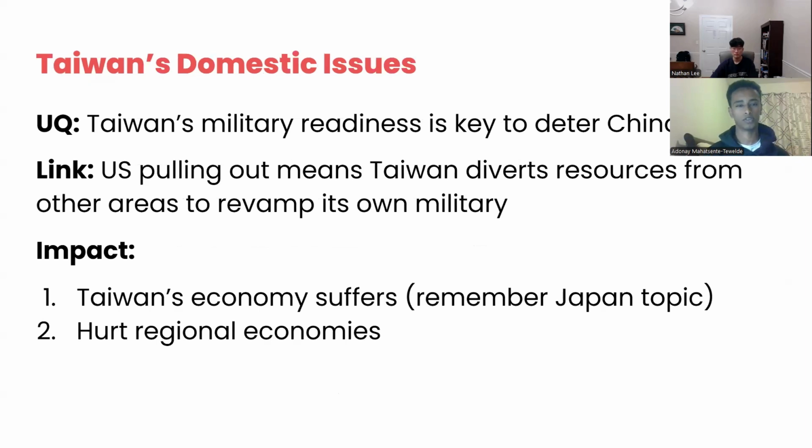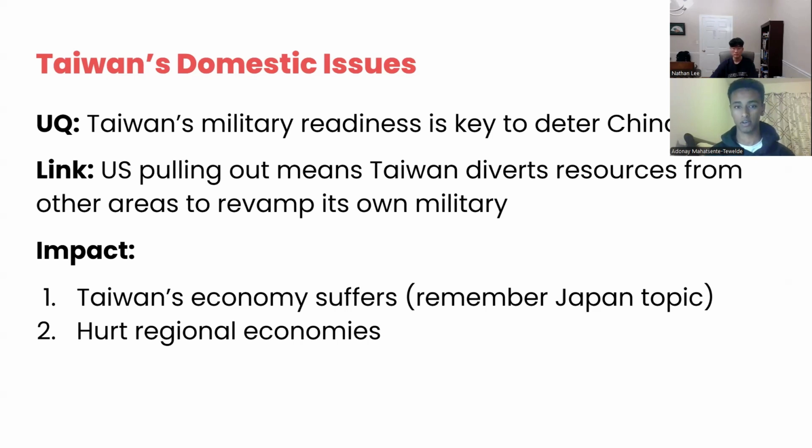Another kind of more nuanced angle here is going to be the Taiwanese domestic issues. So I would implore you to look back at the Japanese Article 9 topic because it's kind of a similar idea here. Taiwan's military readiness is key to deterring China, but the industry as a whole is not self-sufficient. It needs the US to supplement it. A US pullout would mean Taiwan diverts a majority of its resources to revamping its own military, which means you're going to see less semiconductor trade, maybe trade-offs on food since it depends on outside countries for 70% of it, and trade-offs on energy since over 90% of its energy comes from the outside world.